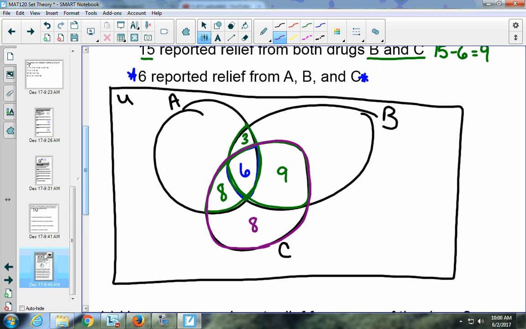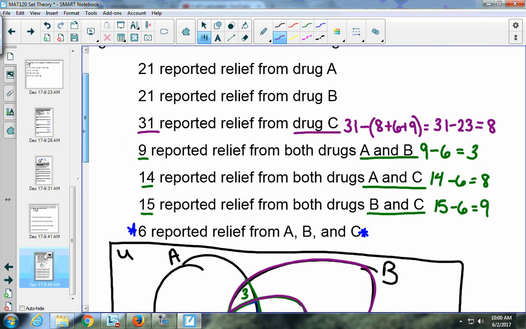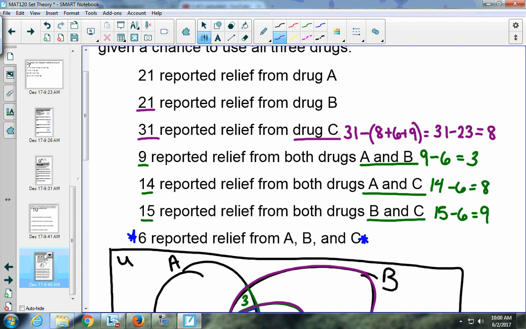We go through this same thing with B. There's already 3 numbers in circle B, 3, 6, and 9. So when they tell us 21 people reported relief from drug B, we do 21 minus the 3, 6, and 9 people that are already in circle B. That gives us 21 minus 18, which leaves us with 3 people in this B only section.